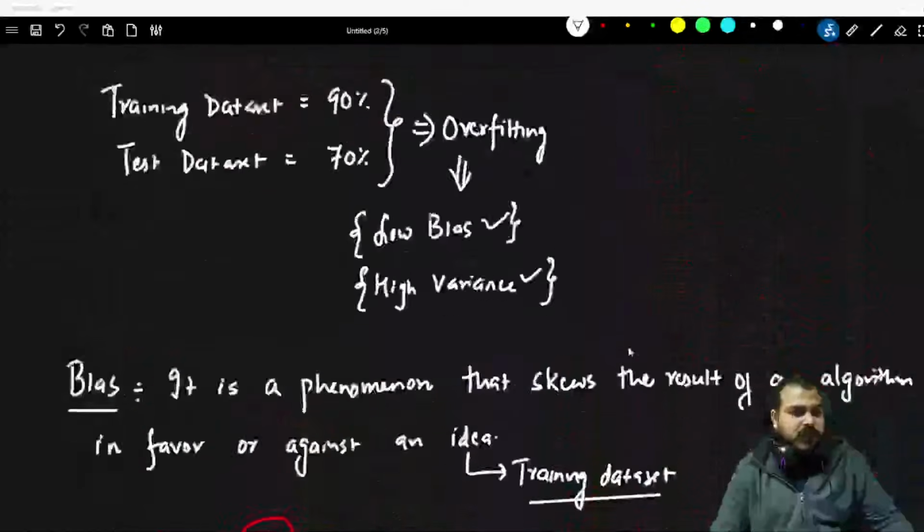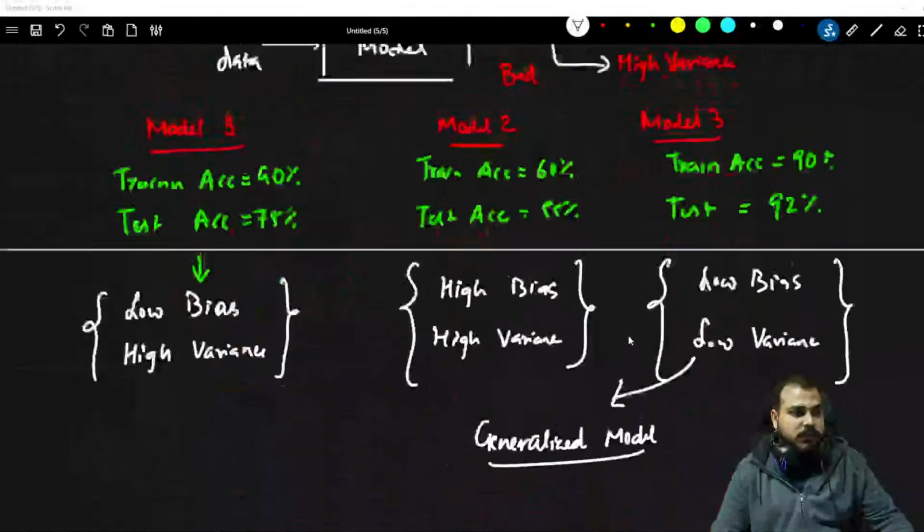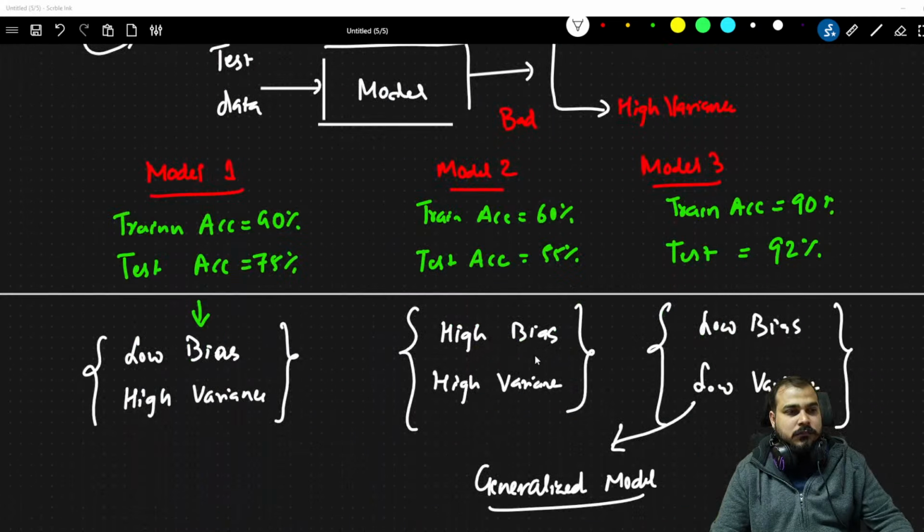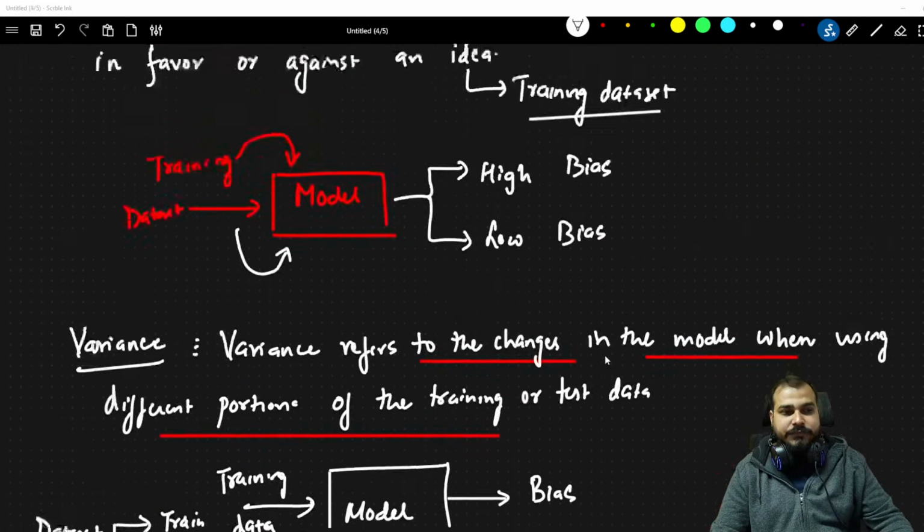So this is my definition of bias. High bias, higher variance.